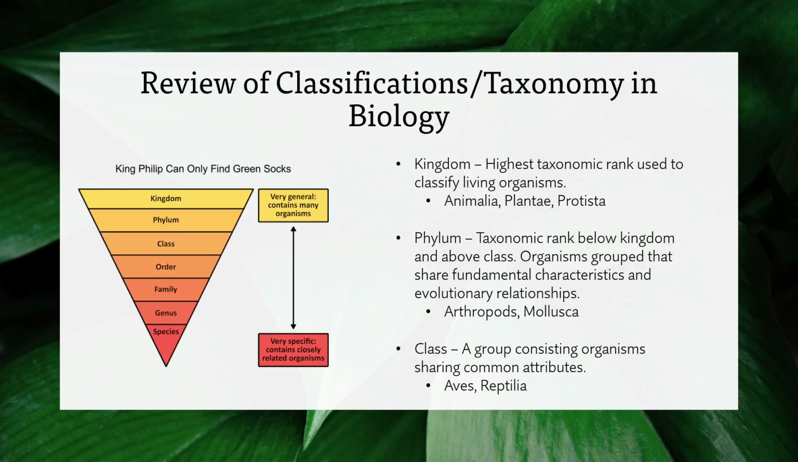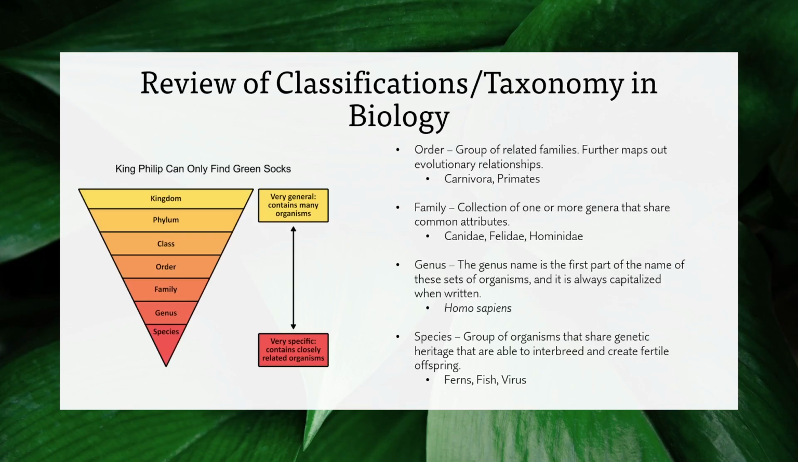So we're going to be going on to the order, which is the middle of that pyramid over on the other side. So here's the other four that we are going to talk about: order, family, genus, and species. Our order is a group of related families, kind of further maps out the evolutionary relationship. So that'd be the Carnivora, the Primates, any of those.